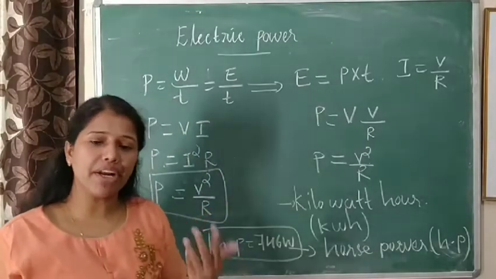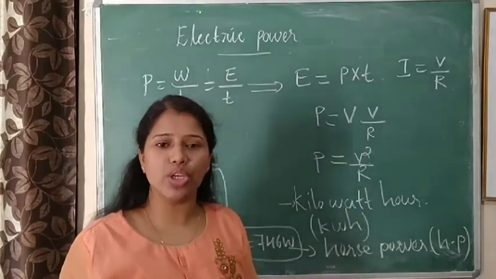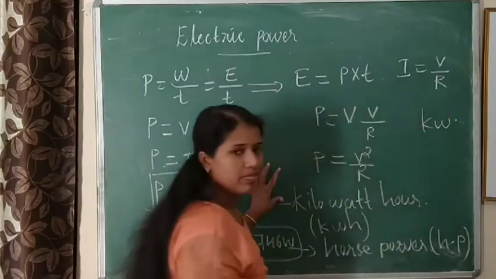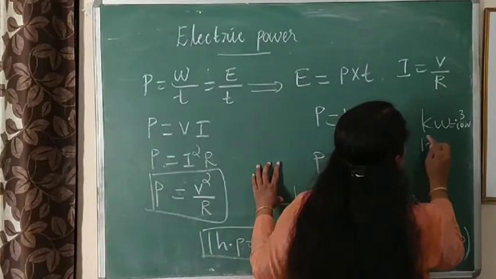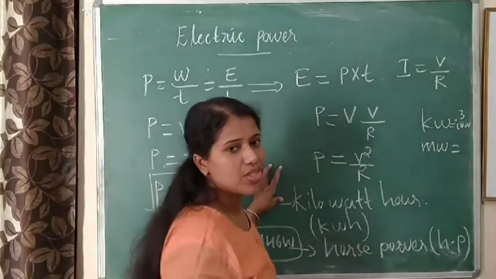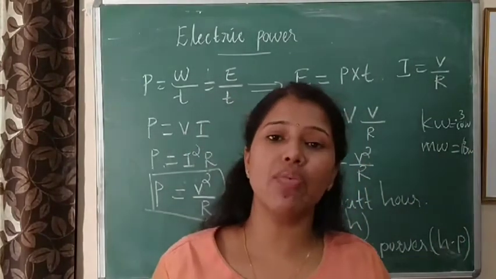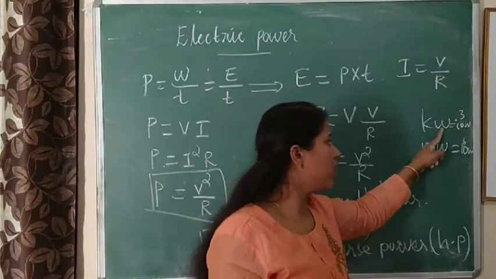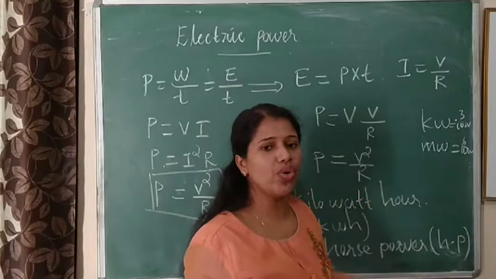Then for power, we can use different, bigger units. In the normal case we use watt. Next one is kilowatt, kilo means 10 raised to 3. Next is megawatt, 10 raised to 6 watt. Gigawatt, 10 raised to 9 watt. These are the bigger units of power. First is kilowatt, 10 raised to 3. Megawatt, 10 raised to 6. Gigawatt, 10 raised to 9 watt.